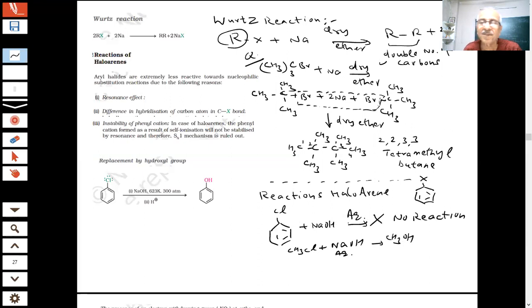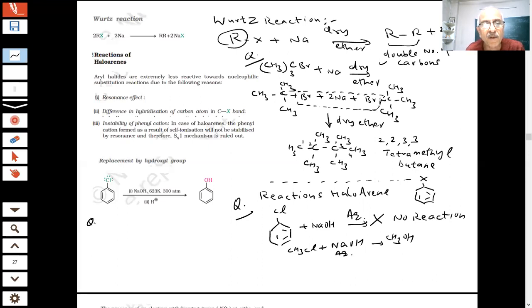Why, sir? You already know the answer, but again I will explain. This is an important question, student, for the paper. This question has been asked many times. When Cl is attached to the benzene, this bond is not easy to break. But when Cl is attached to an alkyl group, R group, it is very easy to remove.